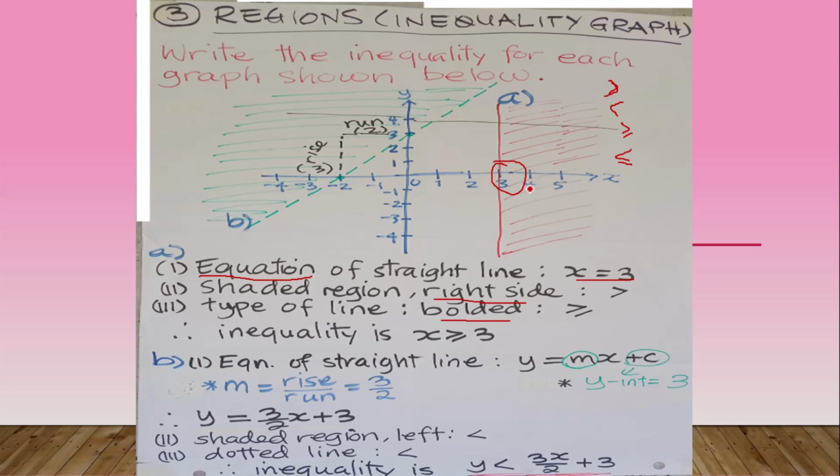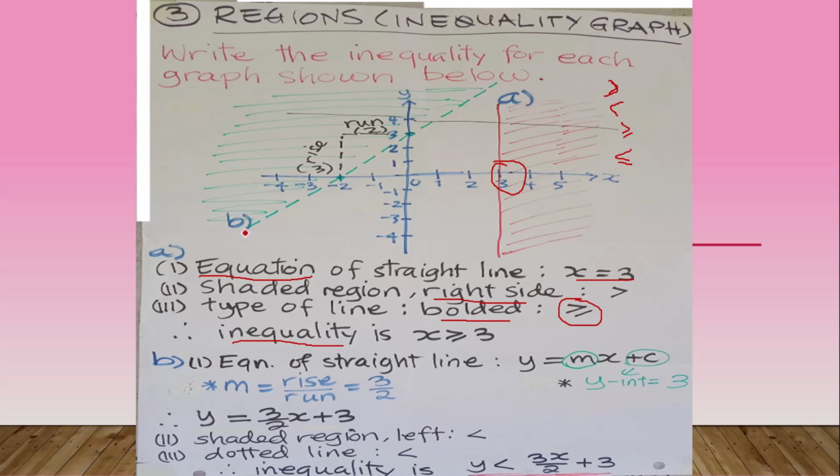Therefore, the inequality for this region is x is greater than or equal to 3. We just replace this equal sign and put this inequality sign, and now our equation changes to an inequality.